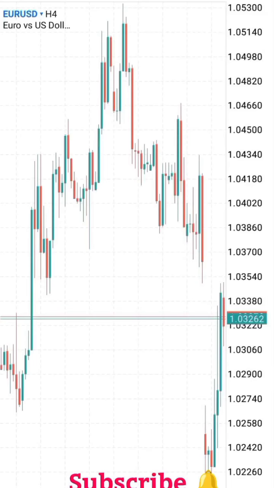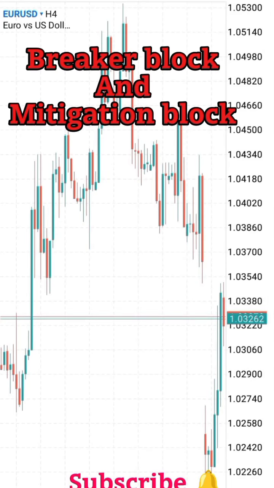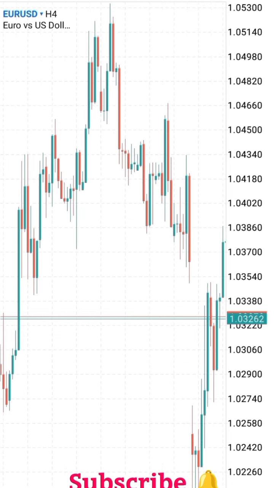Good morning, everyone. Today we are going to be discussing the difference between a mitigation block and a breaker block in ICT. So, a breaker block is a scenario when you see price making higher highs, higher lows, higher highs, higher lows, higher highs, higher lows, higher highs, then price breaks structure to the downside here.